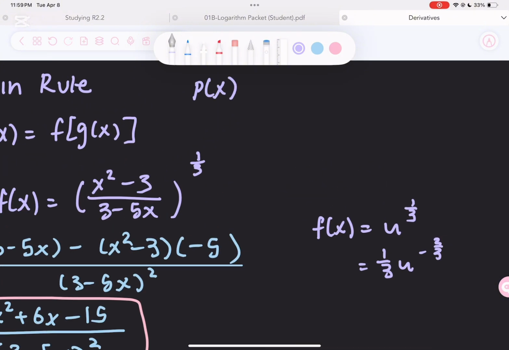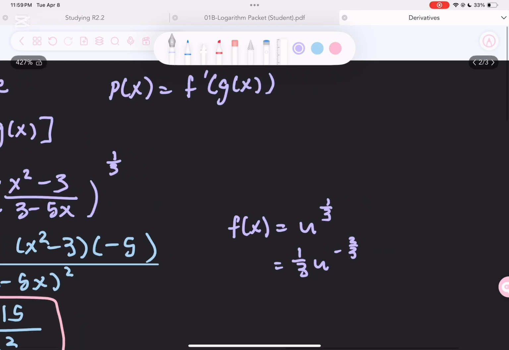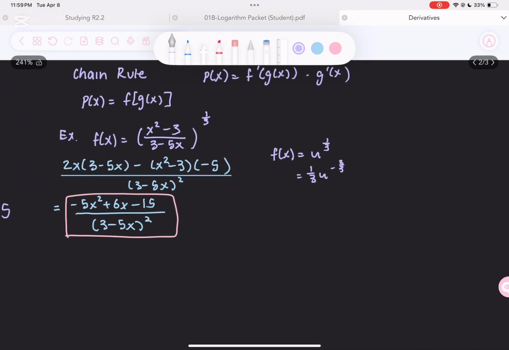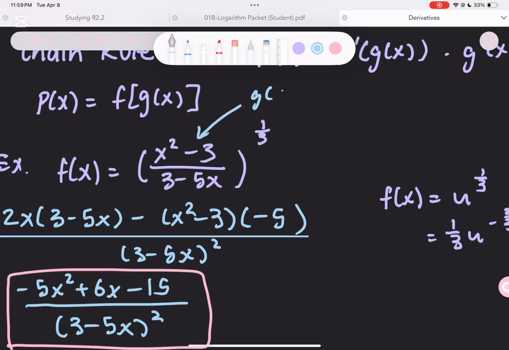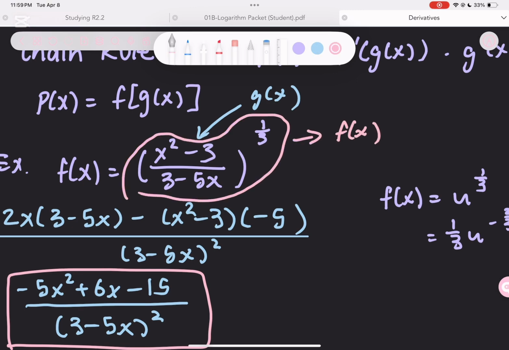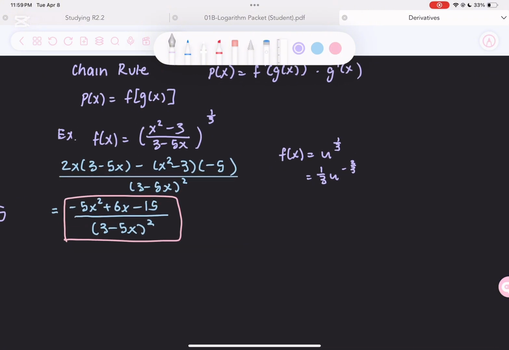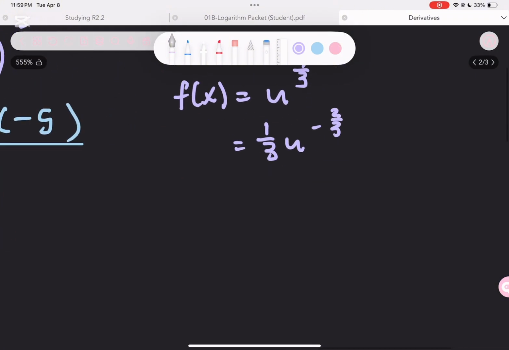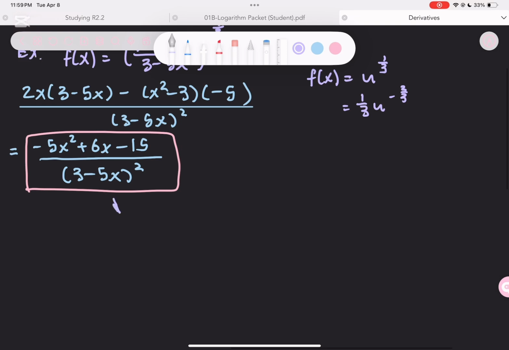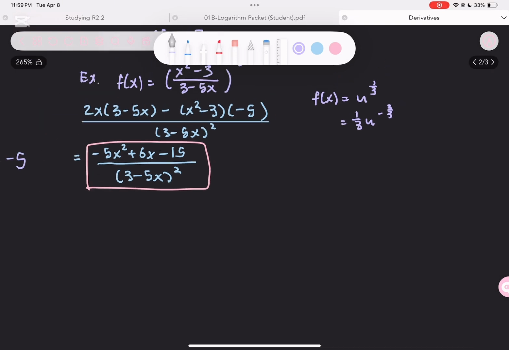This is actually p prime of x is equal to f prime of g of x, times the derivative of g of x. So that makes a lot more sense. This is your g of x, and then this entire thing is your f of x, essentially. So back to where I was. This is going to be your outside. And this is not u, by the way. That's the derivative of u. It's u prime, which is a very different concept.